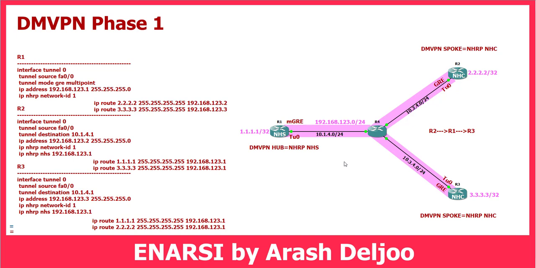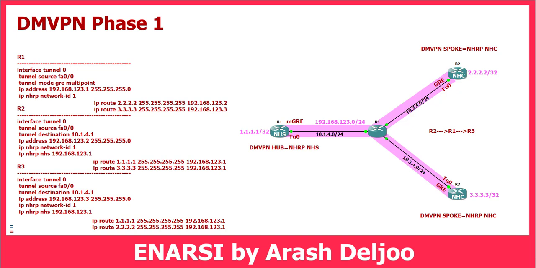Actually, DMVPN phase 1 is a good solution for security features when we want to gather all of the traffic in router 1. After applying the security feature, we can forward the traffic to the other routers. All right, this is DMVPN phase 1.